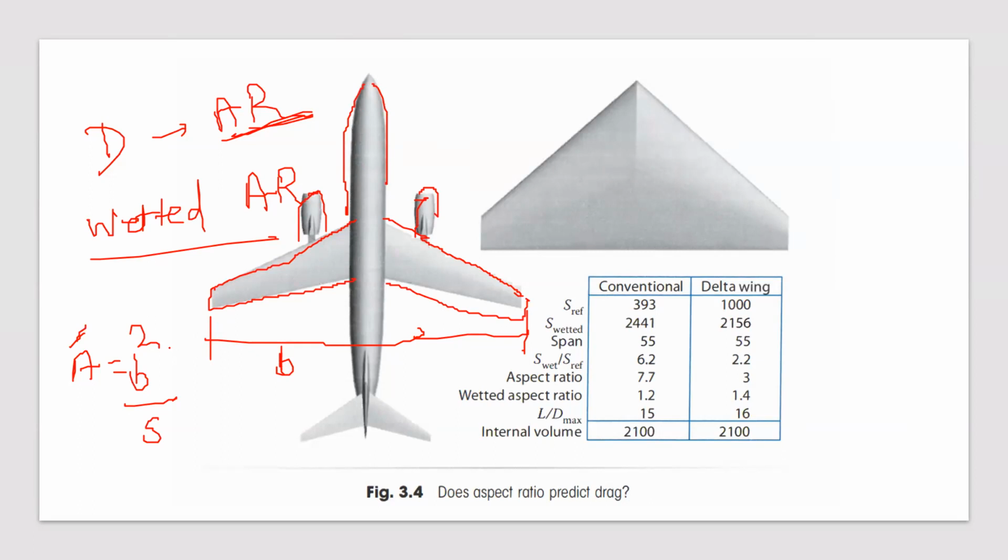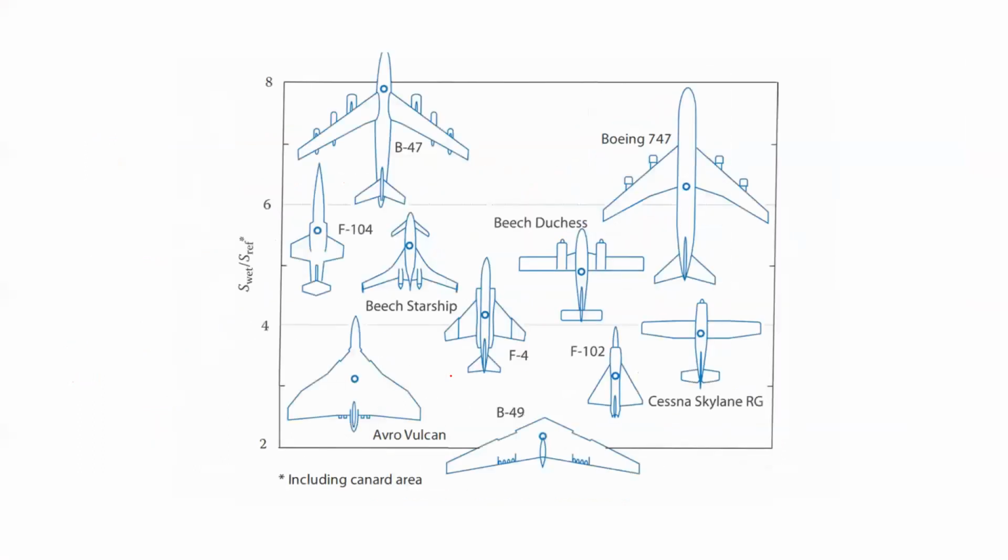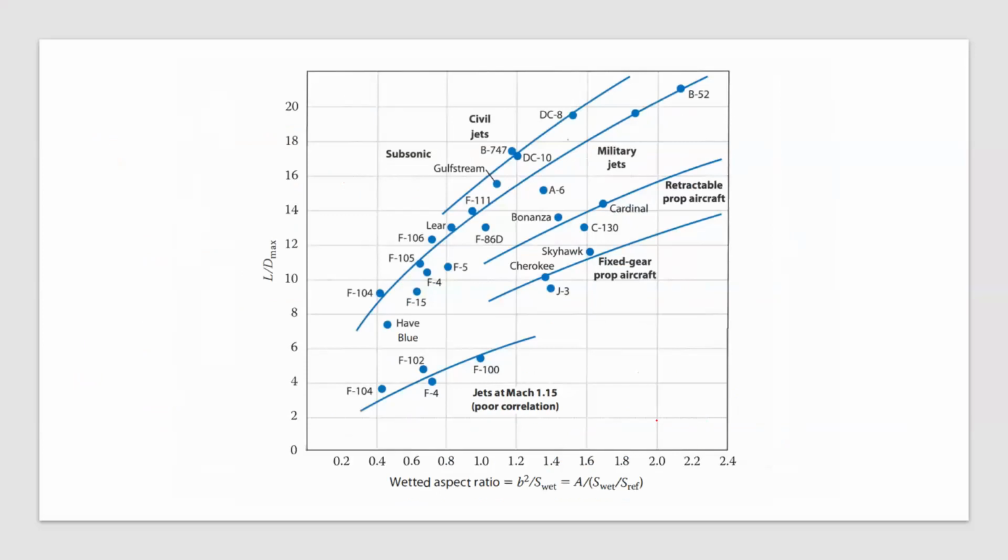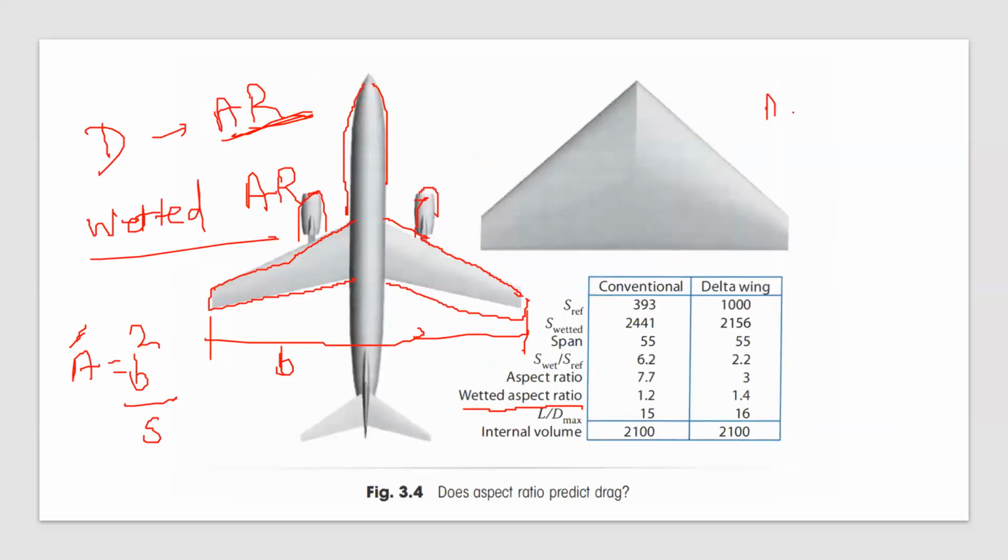For that, we define something called weighted aspect ratio. This is called weighted aspect ratio. So how do we define that? We define weighted aspect ratio with the same formula, but we say b square divided by S weighted. So weighted area means all the area that is exposed to the air. Okay, all the aircraft area that is exposed to the air, not just the wings. That is weighted aspect ratio.